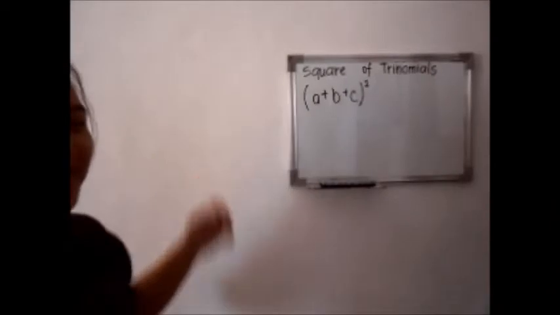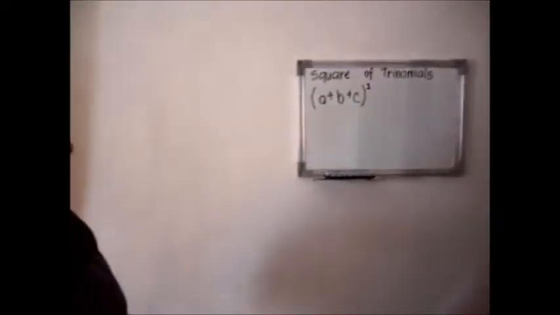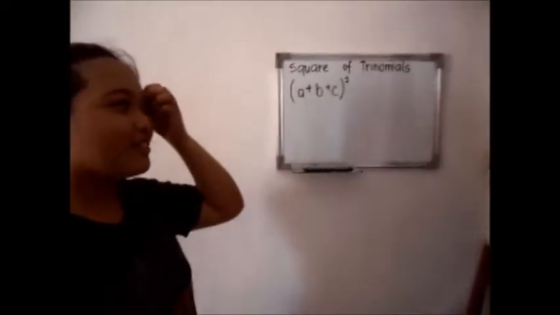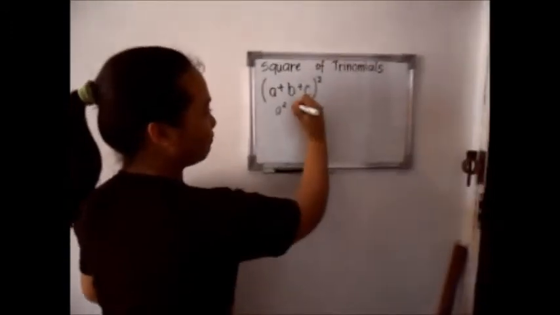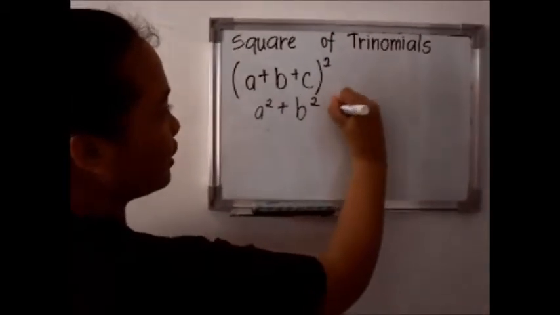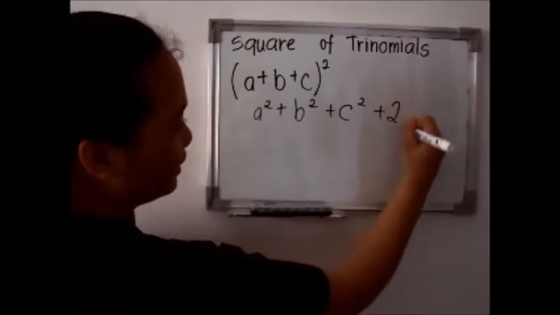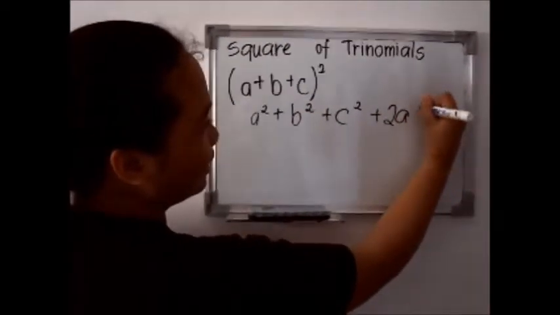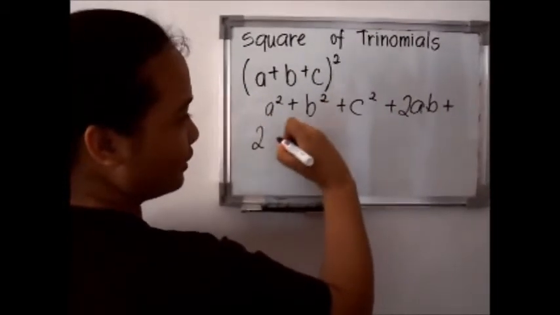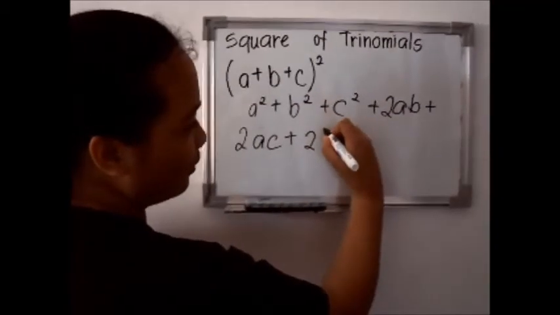Square of trinomials. We have three terms. The first term is A, second is B, and the third is C. The formula for square of trinomials is the square of the first term, plus square of the second term, then square of the last term, plus twice the first term and the second term, twice the first term and the last term, and twice the second term and the last term.